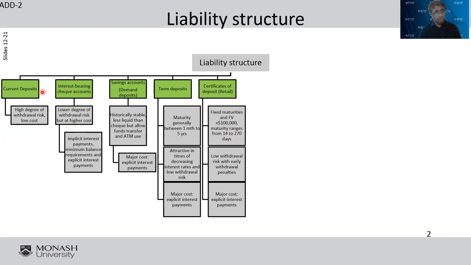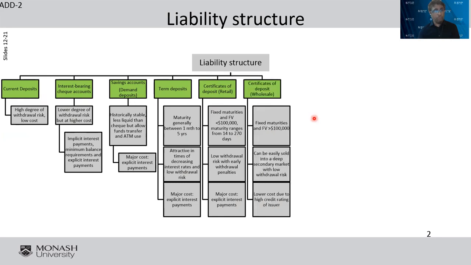Now, when we are talking about this structure, we are talking from the perspective of the liquidity risk. The major cost, of course, is the interest you are paying for this type of liability product. We have also certificate of deposit, but we call it wholesale.